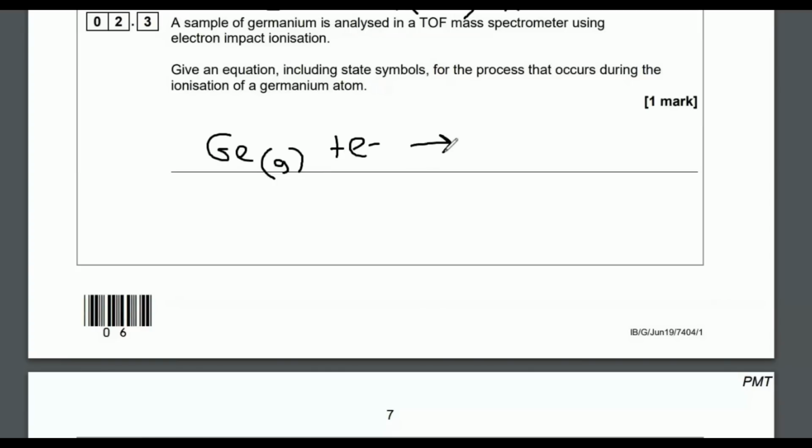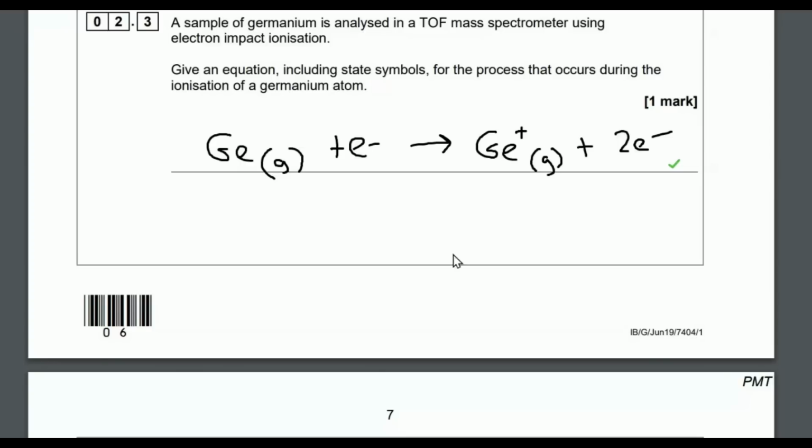It's hit by a beam of electrons from an electron gun that knocks an electron off of the germanium. It rams into it and smashes an electron from the outer shell. So we don't just get the electron from the electron gun, but we get the electron that's knocked off as well. So we've got 2 electrons on the right-hand side.